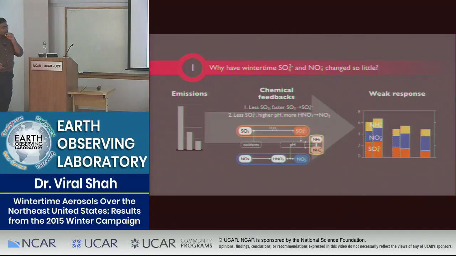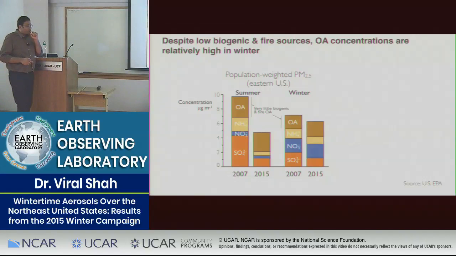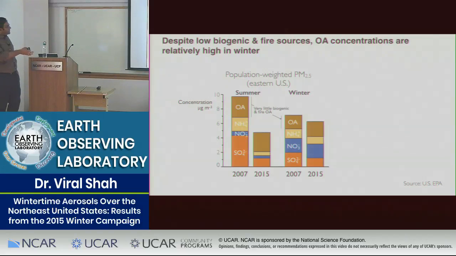So let's move on to organic aerosols. Now, when we place organic aerosols on top of this picture that we saw earlier, we see that there is very little difference in the concentrations of organic aerosols between summer and winter. Now, we know summer is a season when biogenic emissions are high, which is a big source of organic aerosols. Biogenic emissions die down in winter, especially in the Northeast US. But there's still a lot of organic aerosols around.